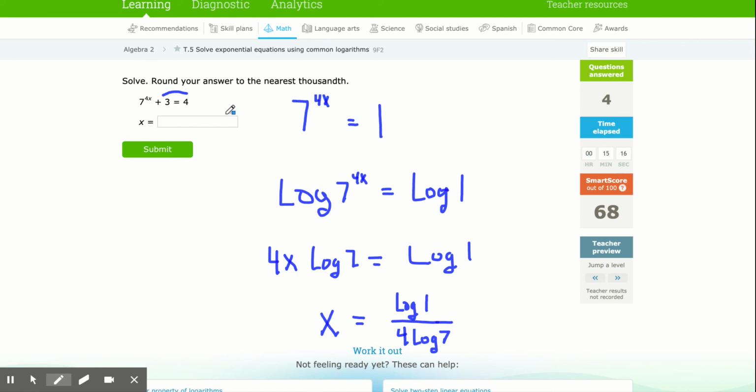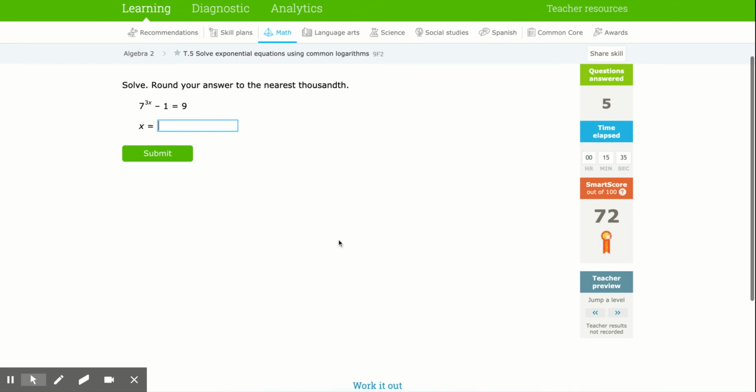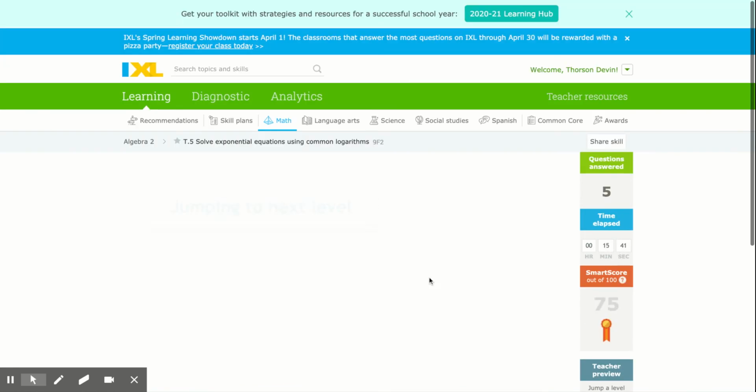And 4 times what is 0? It's 0. Or you could actually take the time to solve through this and realize that log base 10 of 1 is 0. 4 times the log of 7 is some number. 0 over some number is 0. And anyway, this one has an answer of 0, or x must be 0. I just wanted to make sure you realize that I had to add the 1 over first. Add the 1 over first, and then do those common logs.